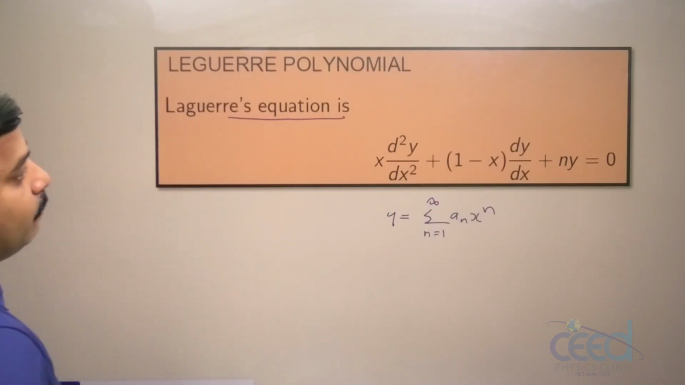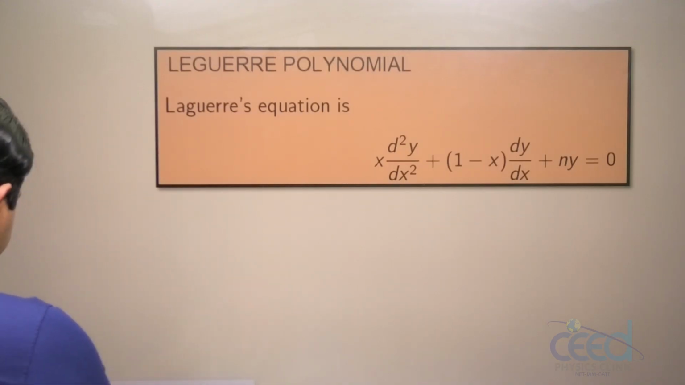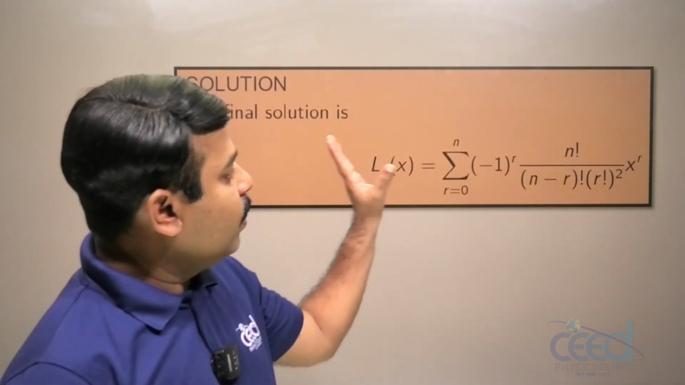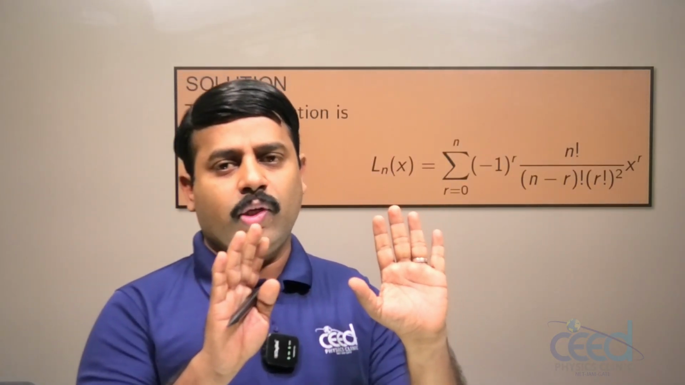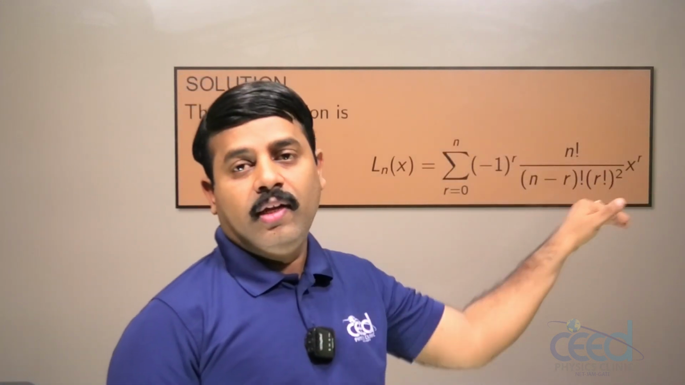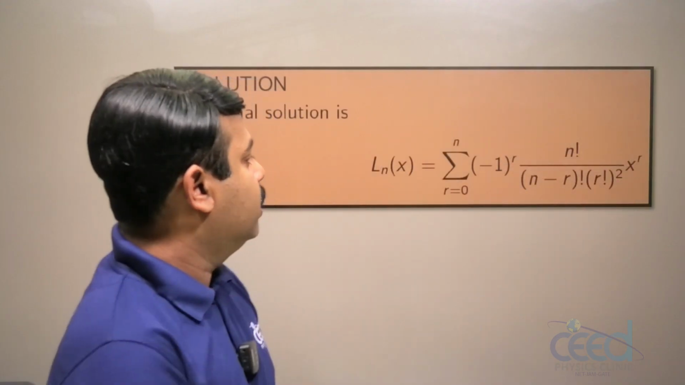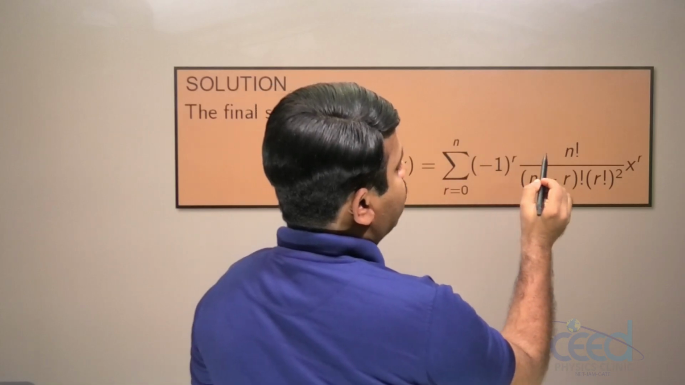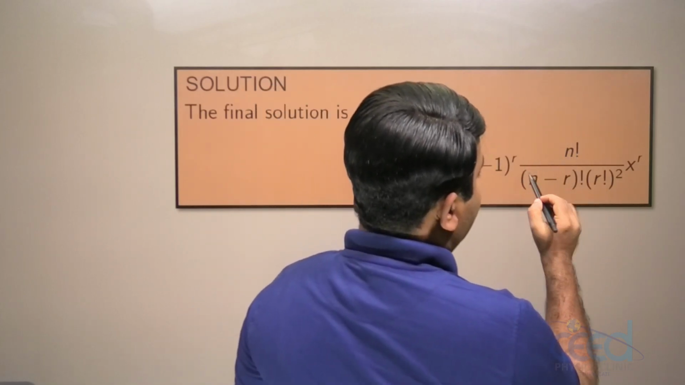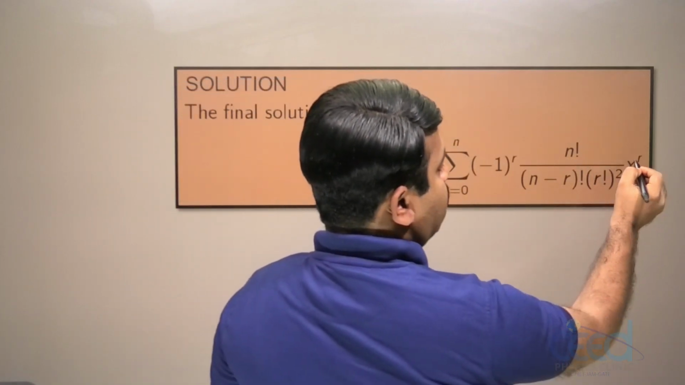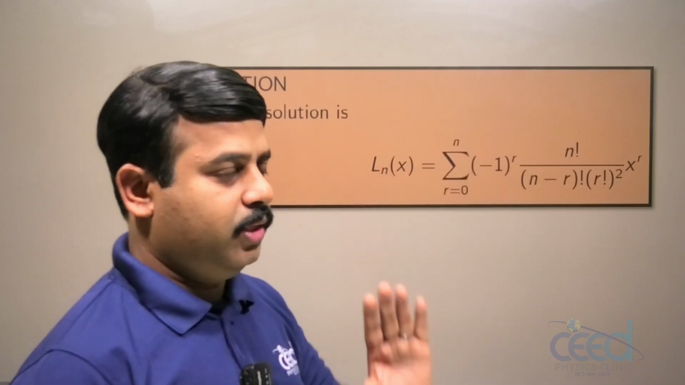By putting the y value, sigma n equals 0 to infinity a n x raised to n, finally we solve the Laguerre differential equation, and the solution is Ln of x equals sigma r equals 0 to n of (minus 1) raised to r, n factorial, divided by (n minus r) factorial whole into r factorial whole square, times x raised to r. This is the solution.